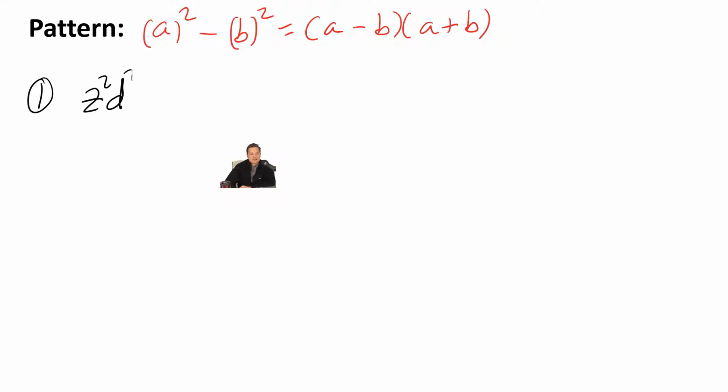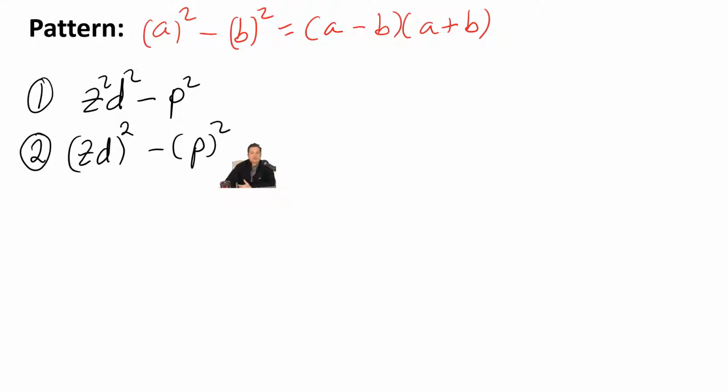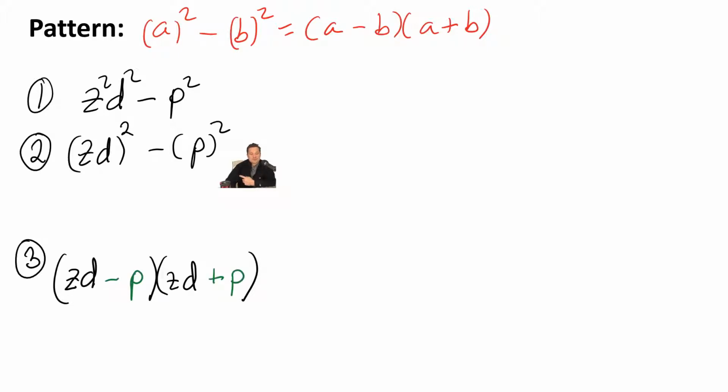I have here z squared d squared minus p squared. Same principle applies. So I'm going to do the following. zd, and then the whole quantity squared. I'm pulling the exponent of 2 to the top. And then minus p squared. And then the zd basically plays the role of a, and the p plays the role of b. So you can apply the pattern. So when you do that, it will look like this. zd in those two positions. And then I'm going to have minus p and then plus p. So that's coming from here. The zd plays the role of a, and then p plays the role of b.